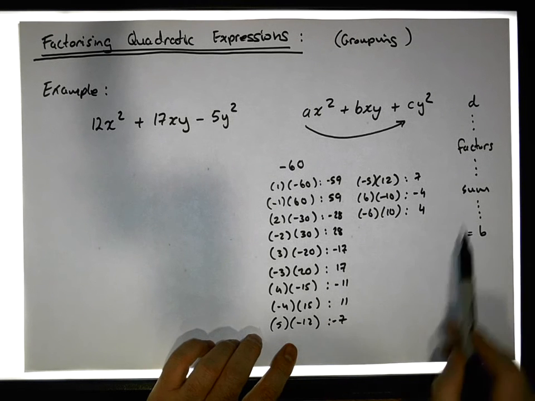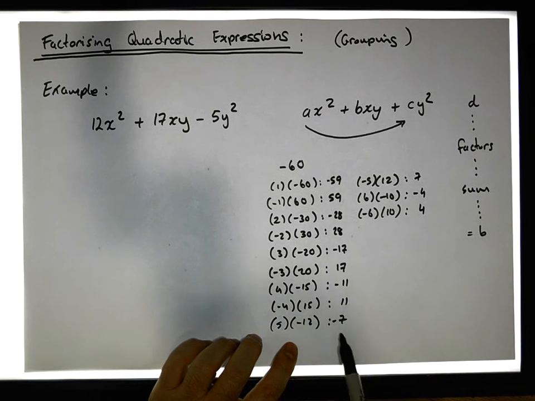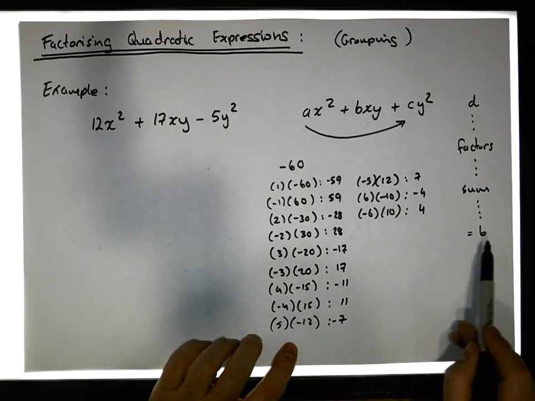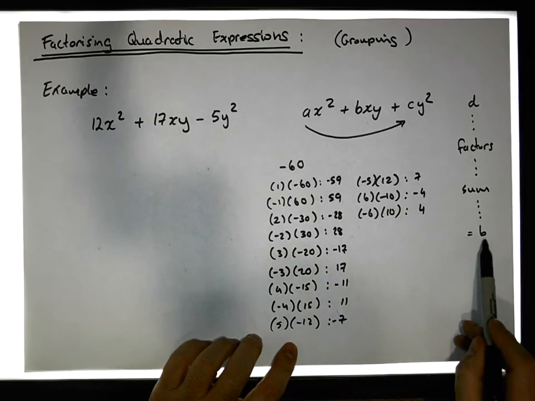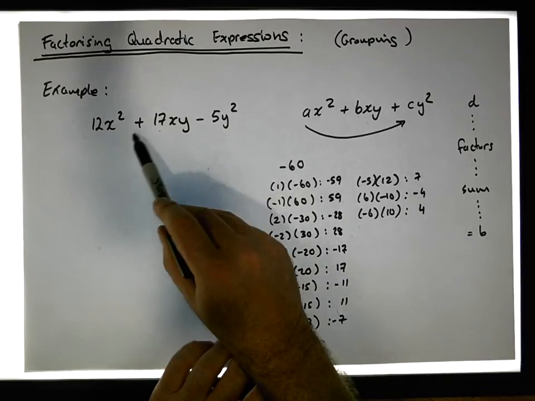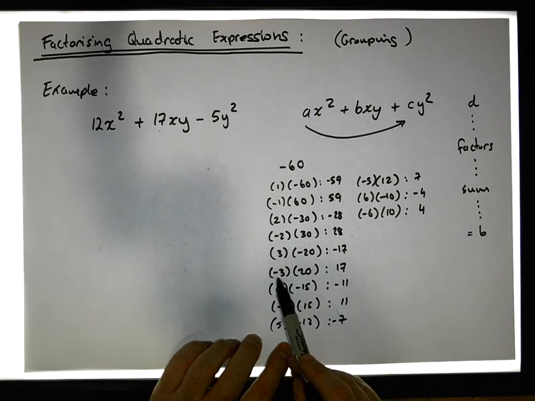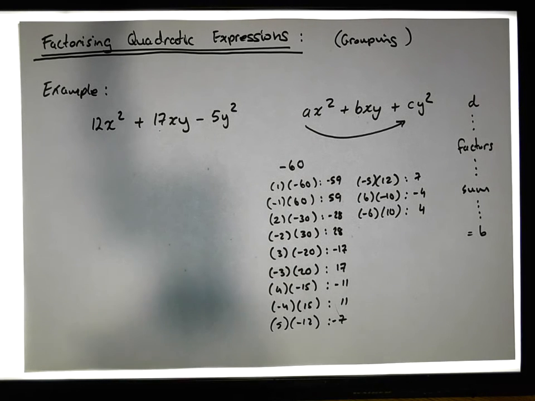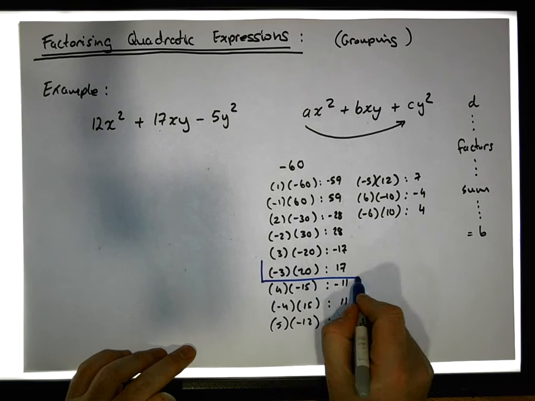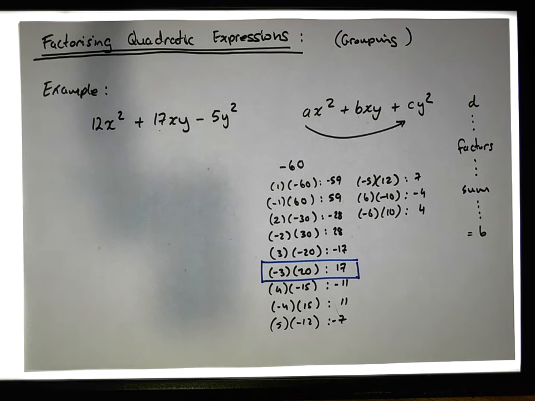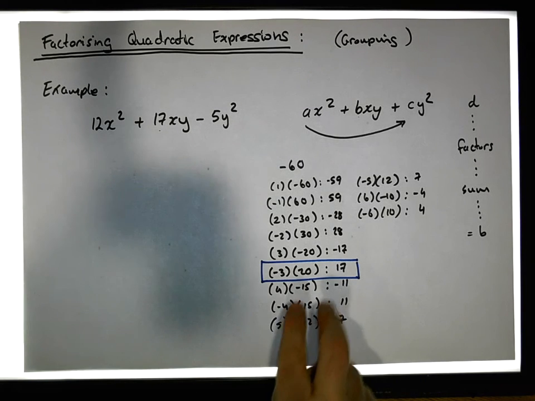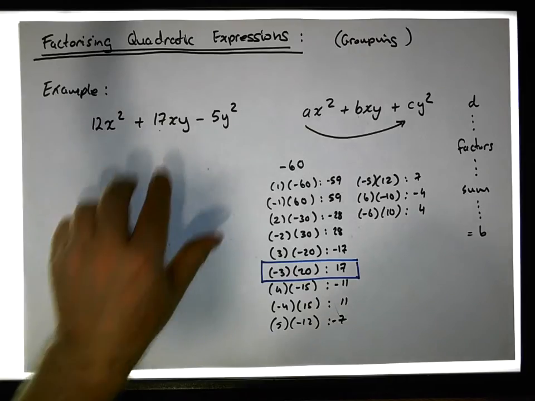We have all these sums, and out of this list of sums, we're interested in whether there is any sum that equals b. In this case, b is plus 17. So is there? Yes, there's one here. So this case right here is a solution to this particular problem.